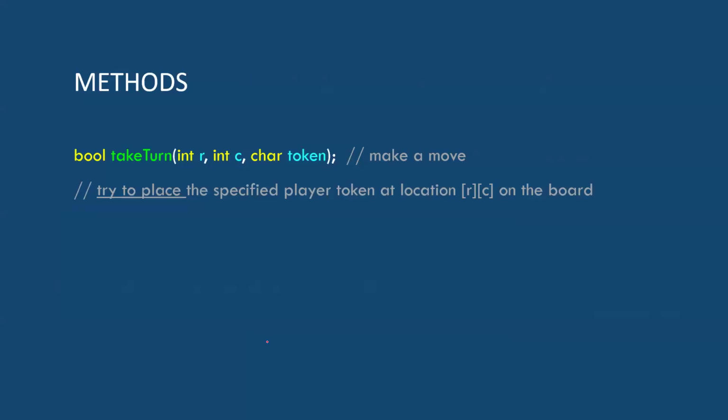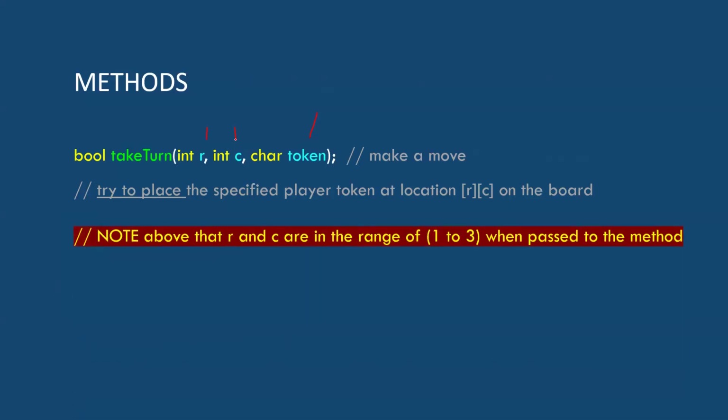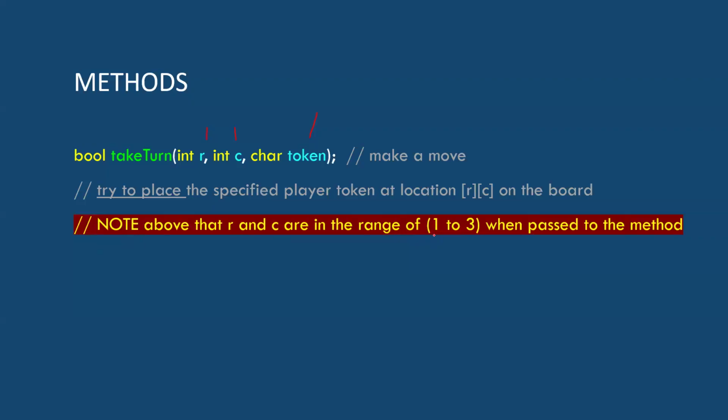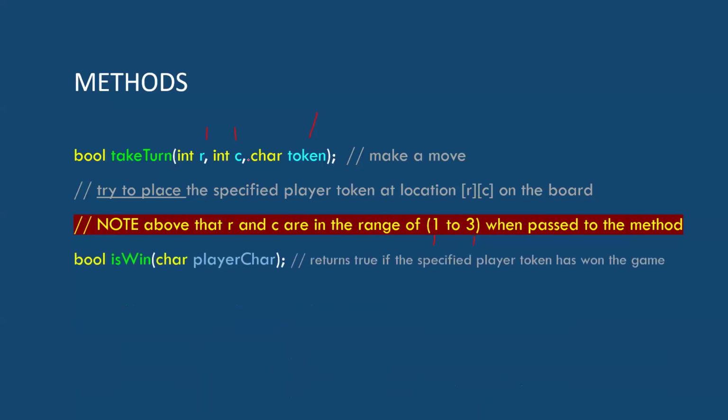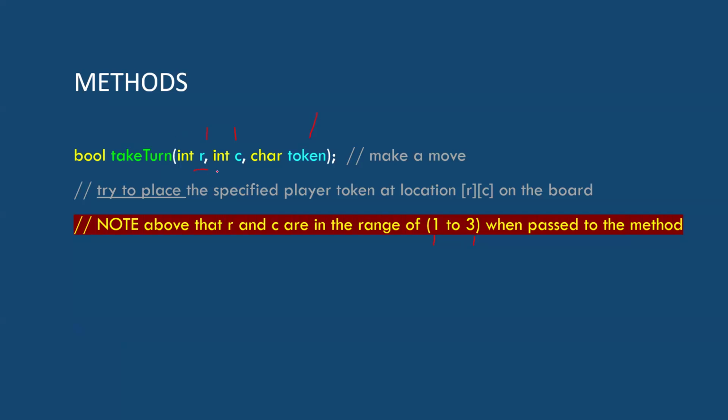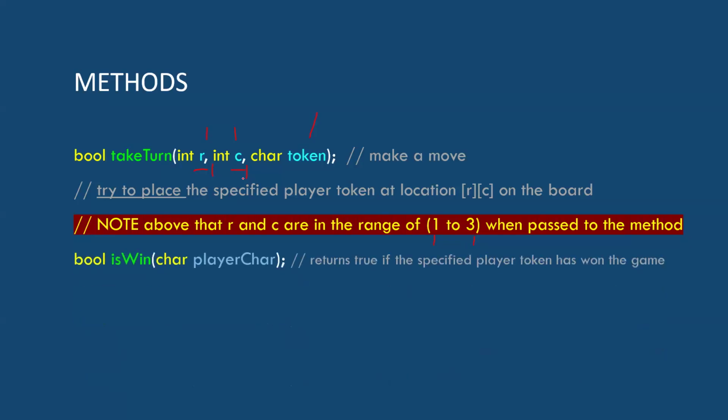Here are your methods. Take turn, make a move, right? Try to put this token in this location, okay? If there's something there other than an empty thing, then somebody's cheating, right? And please note, 1 to 3, these are not 0-based values. So if you don't adhere to that, you will fail the unit tests, which are automated, okay? So just subtract 1 from R and subtract 1 from C right away, and you'll be okay, okay? Otherwise, you're probably going to crash, okay?